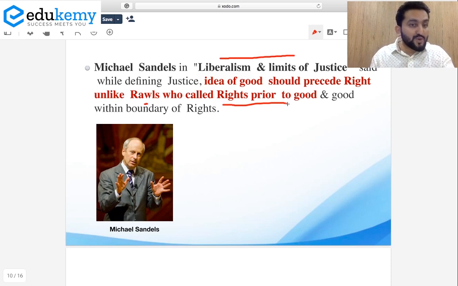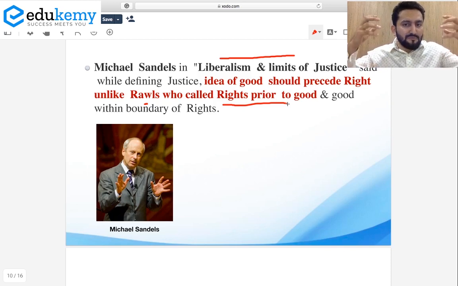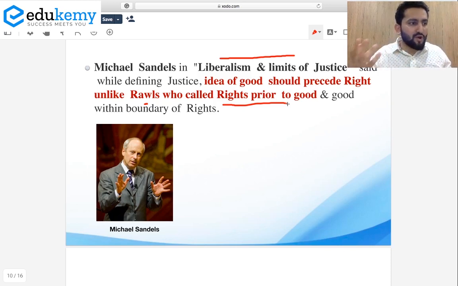Give rights to individuals. And you should be clear why Rawls was having this idea, because liberalism is based on the core idea that man is rational. If man is rational, then man has all the faculties in the mind that they can decide what is good for them. So that is why give men their rights and they will decide what is good for them. That was the Rawls idea.